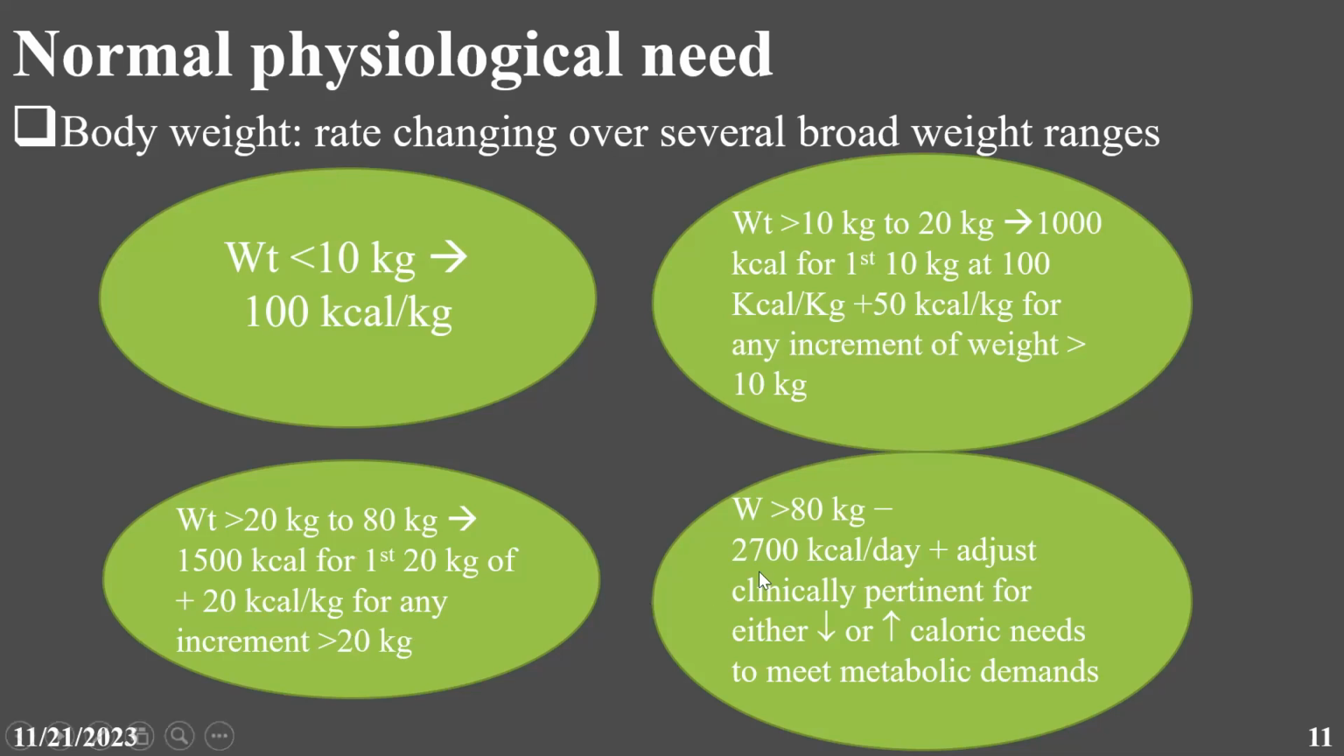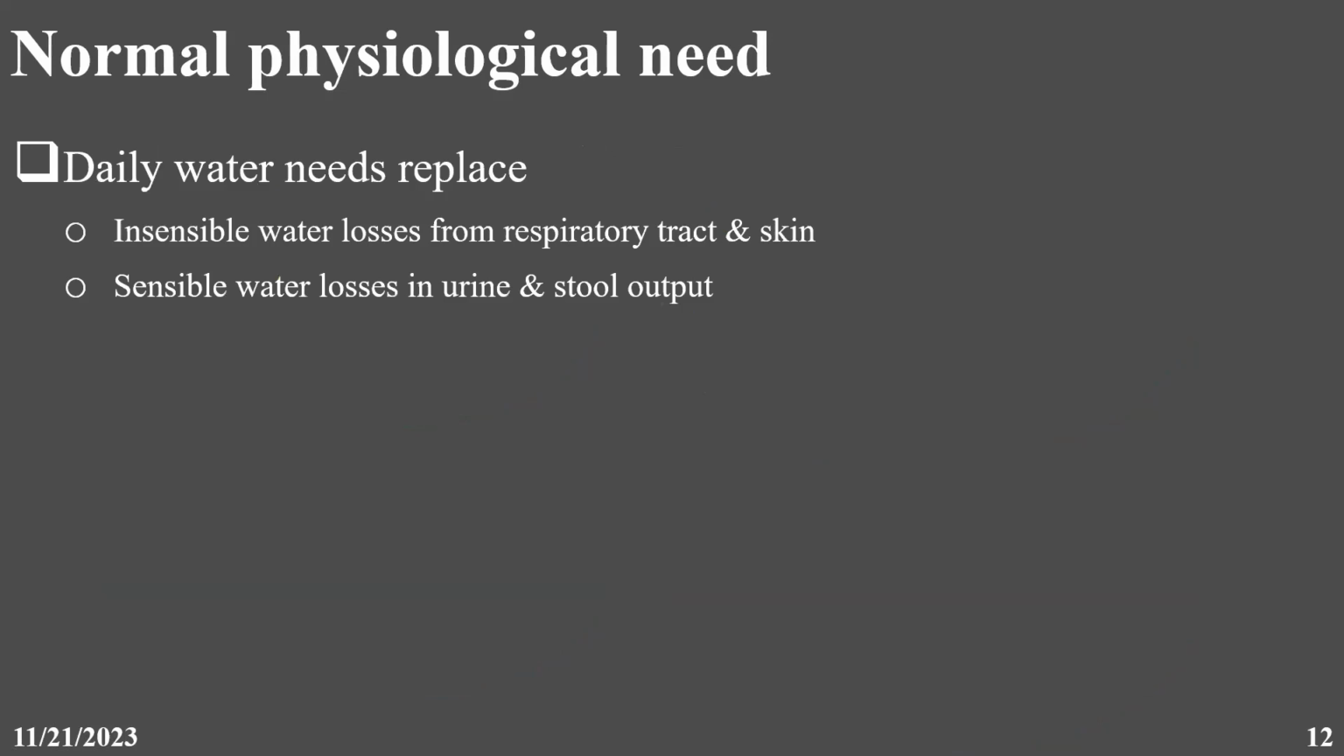Okay, and so on. If the weight is more than 80 kilogram, then it's 2,700 kilocalories, and then we can adjust. Now remember, this is the start. We have to adjust later based on the status of the patient, losing weight, gaining weight, blood gas, urea is high, and so on. We have to adjust. Is that clear? Yes, it's clear. Okay.